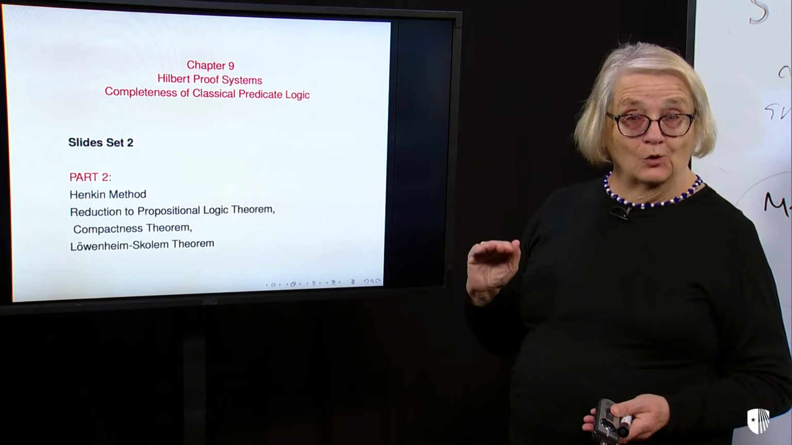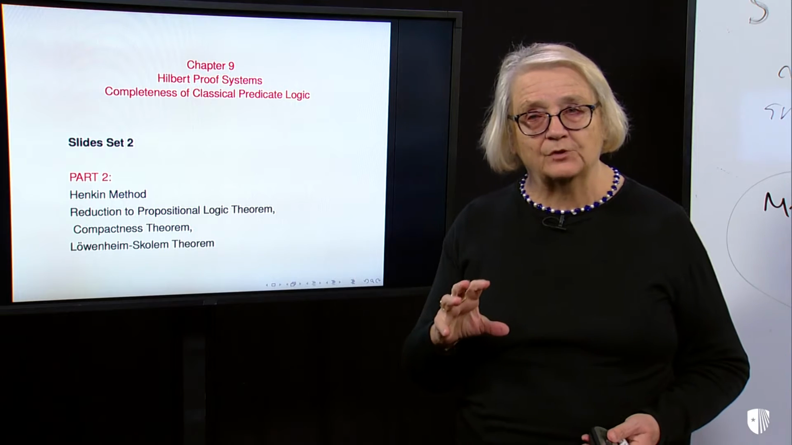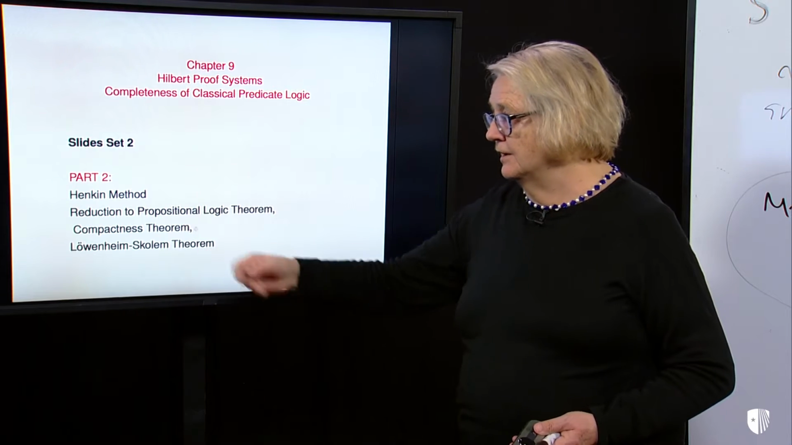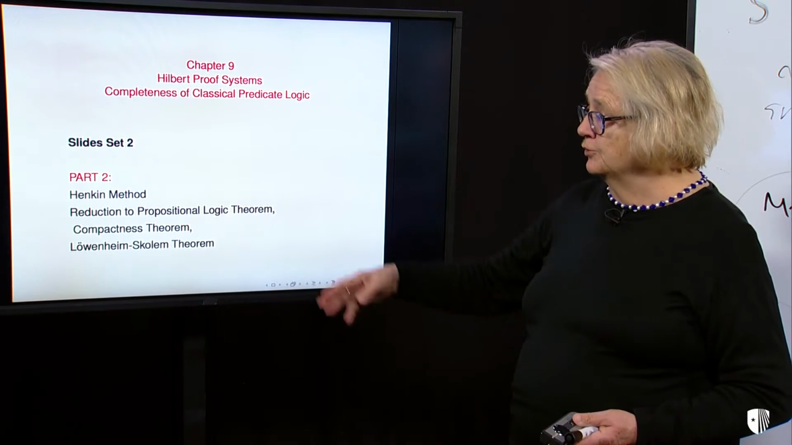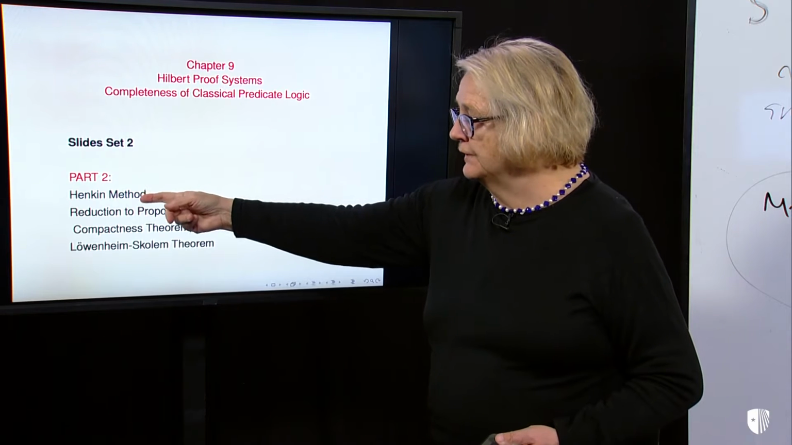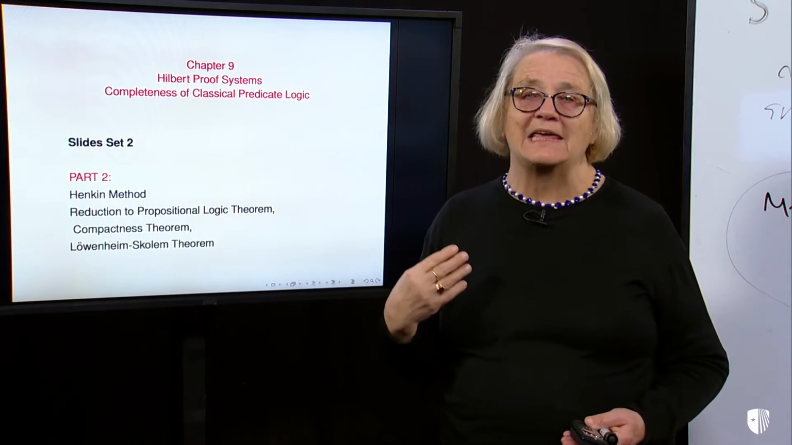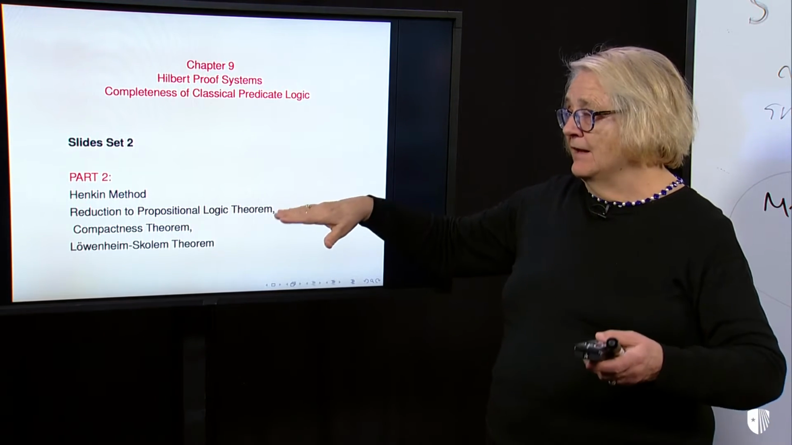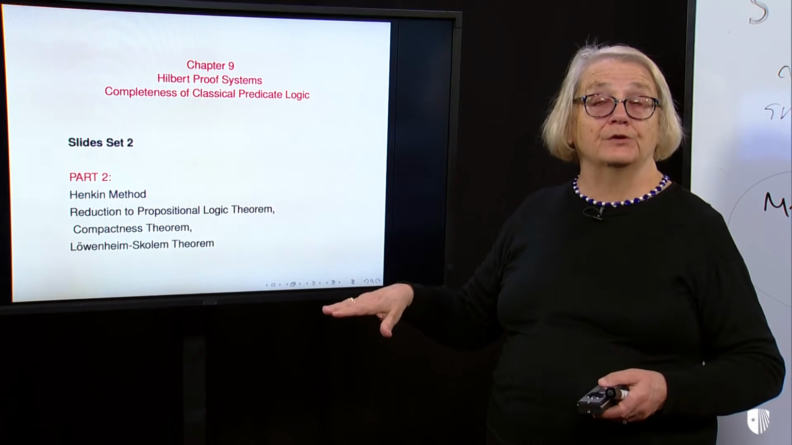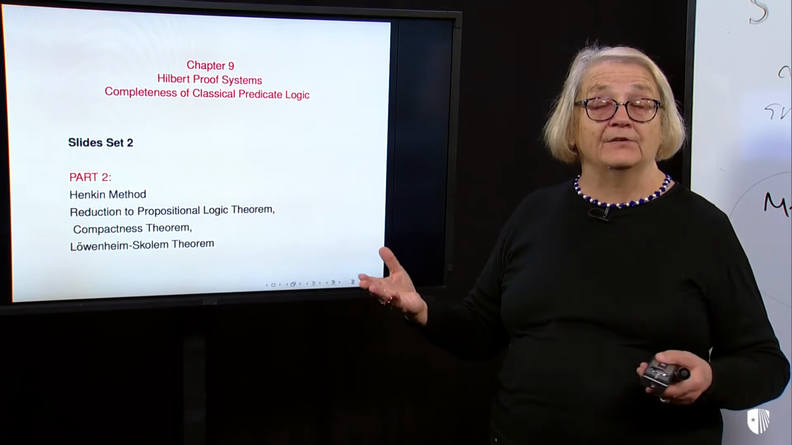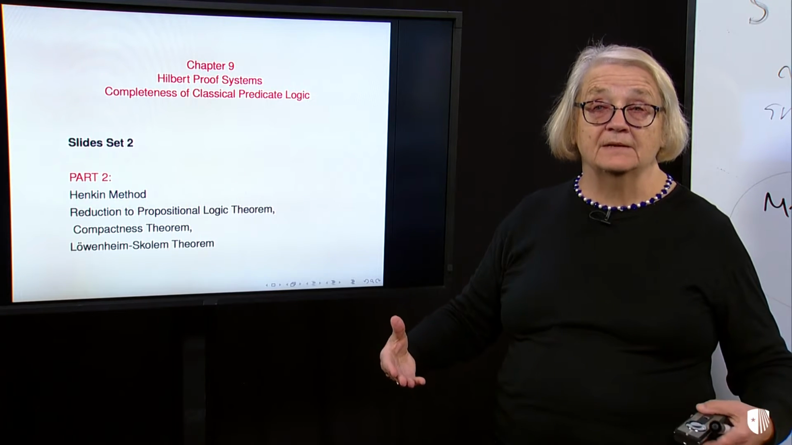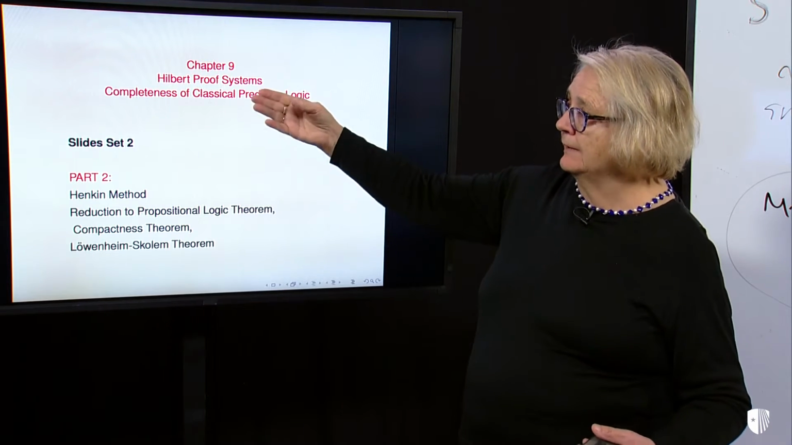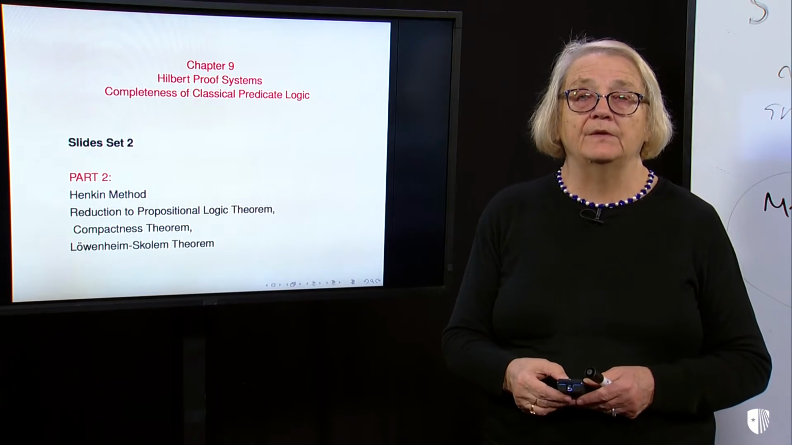We are getting closer. So that was the proof of compactness theorem. Now, our goal is to define a method which is called the Henkin method, and to prove, now that we know the reduction to propositional logic theorem, which I'm going to formulate, what it really is, what this reduction gives us. And now we prove the compactness theorem for the predicate logic and call it the Löwenheim theorem.